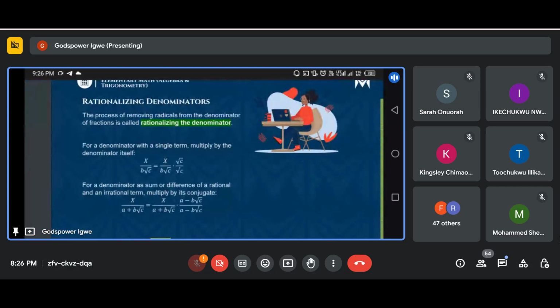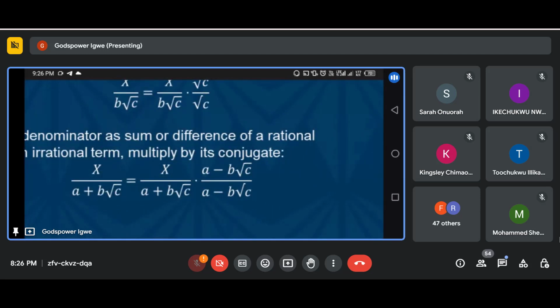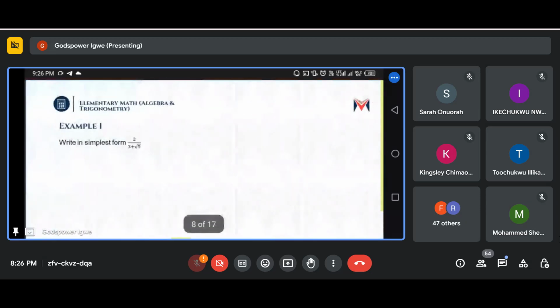Then if the denominator has either a plus or a minus, all you need to do is change the plus or minus sign and multiply everything. So what are they trying to say? Let's go over to the examples.